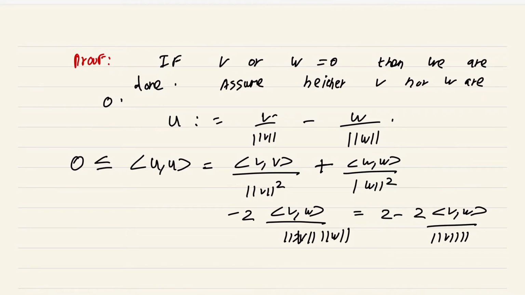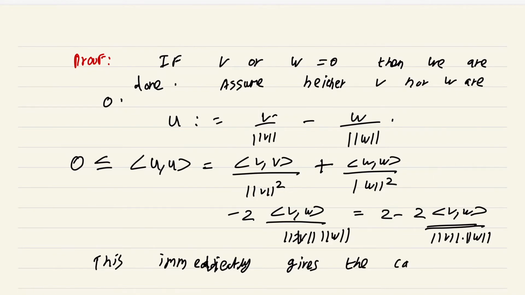Okay, I think I put too many parallel lines. So to make sure that I do not make the same mistake again, I'm going to put a dot in between. And this immediately gives the Cauchy-Schwarz inequality.